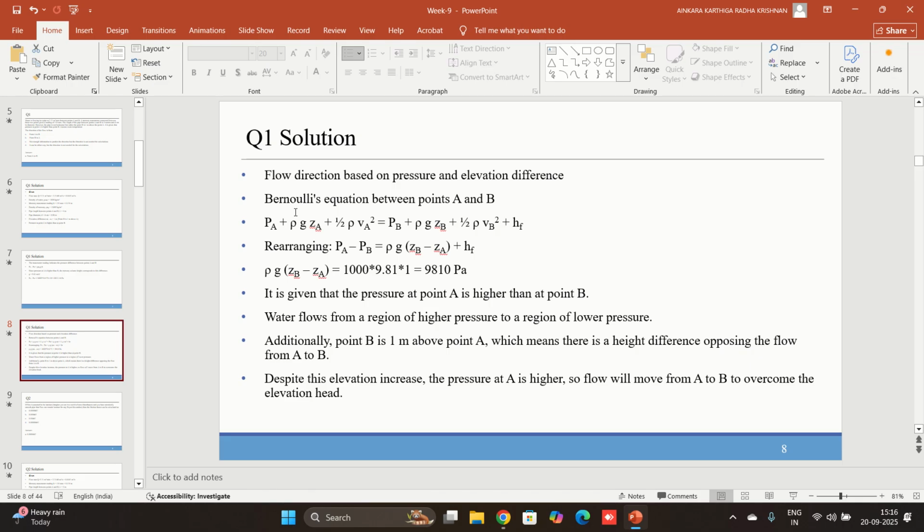Also, point B is 1 meter above point A, so there is a height difference. But despite this height difference, pressure at A is higher, so flow will move from A to B to overcome the elevation head.